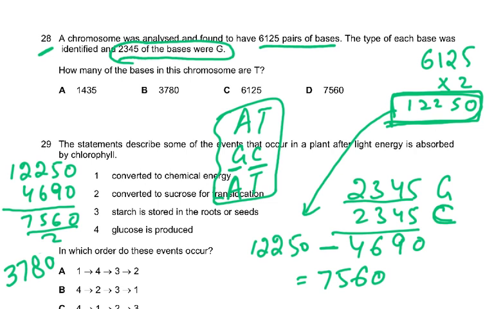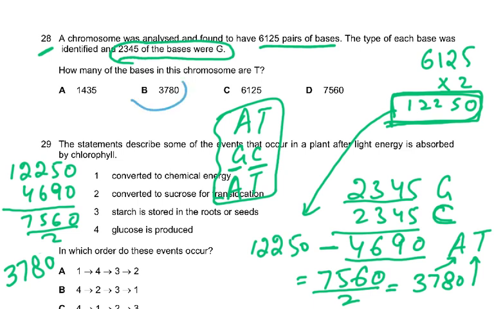The remaining that is left is 7560. Half of these are A and half of these are T. So 7560 was the remaining, and I have to divide this by 2. This is equal to 3780. Why? Because 3780 are A and 3780 are T. So that is why the answer is B.